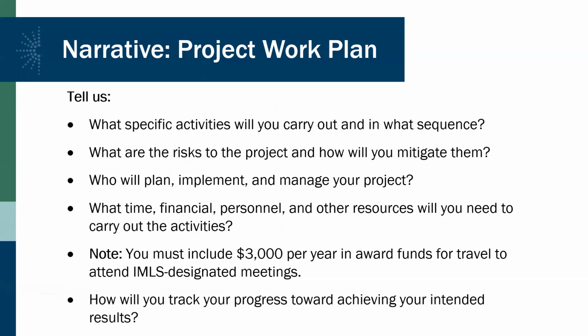Please note that in your budget, you are required to add $3,000 per year for travel to an IMLS designated meeting. You will add this line item in the travel section of the IMLS budget form on the federal grants funds side of the budget. This expense is used to cover your participation in a convening of grantees at a place and location to be determined by IMLS.